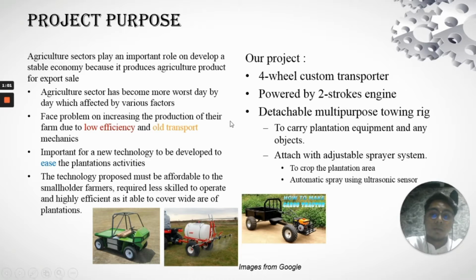Hence, the proposed technology must be affordable to the smallholder farmer, require less skill, be easy to operate, be highly efficient, and be able to cover a wide area of plantation. To solve this problem, we came up with a four-wheel custom transporter powered by a two-stroke engine, with a detachable multipurpose stowing rig to carry plantation equipment and any object, attached with an adjustable spray system to spray the plantation area and with automatic spraying using an ultrasonic sensor.